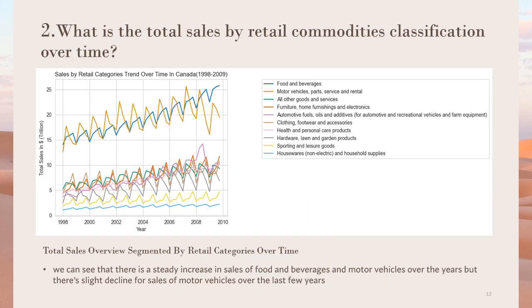The next analysis question is, what is the total sales by retail commodity classification over time? We can see that food and beverages and motor rental have a steady increase in sales, and the rest of the categories are the same except houseware supplies, which is constant. We can also observe that between the years 2008 and 2009 there was a decline in sales. It's because of the 2009 economic crisis, which impacted sales.